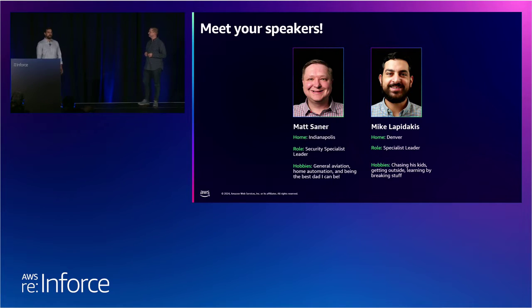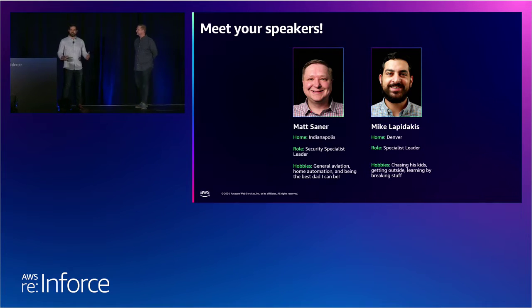Hey everyone, my name is Mike Lapadakis, and I lead a team of specialist SAs here at AWS. Really excited to be here today. I've been at AWS for about 8 years now, working with a variety of different customers in an SA role. And the production of the Generative AI Scoping Matrix is definitely one of our team's proudest achievements. So thank you so much for joining us today, and I look forward to getting your feedback when we're done.